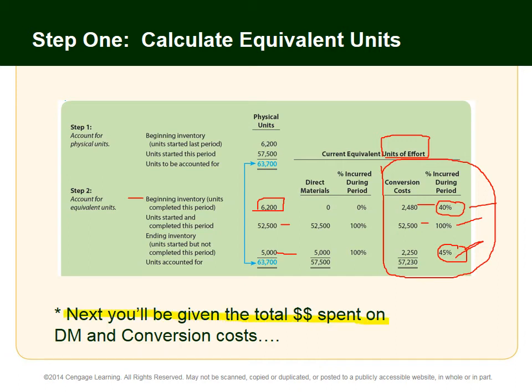So the next thing that we have to look at is this. How much money did we spend? So here's the answer. In the direct materials area, we did the equivalent of 52,500 production. In conversion costs, we did the equivalent of 57,230. So we are going to be given the amount of dollars that we spent to do this work and to do this work. And then we'll find out how much it costs for one. Let me say that again.